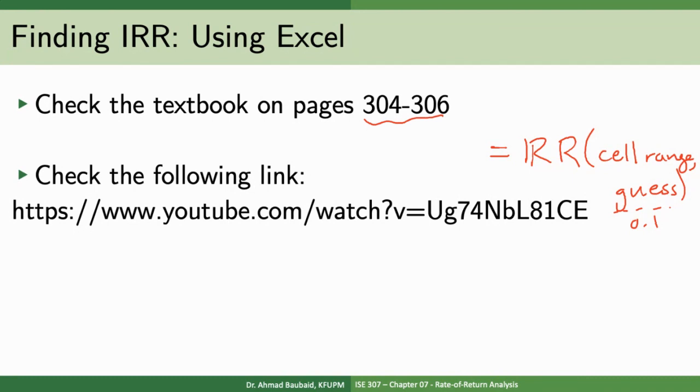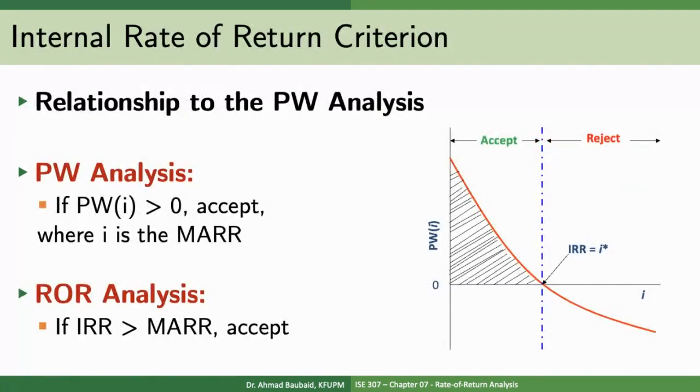Just to see another example, a more detailed example about how to use software, how to use Excel to find the internal rate of return. Okay, so now we know how to find the rate of return. Now our ultimate goal of this chapter, like the previous 2 chapters, is to know how to evaluate single investments and also how to compare different alternatives.